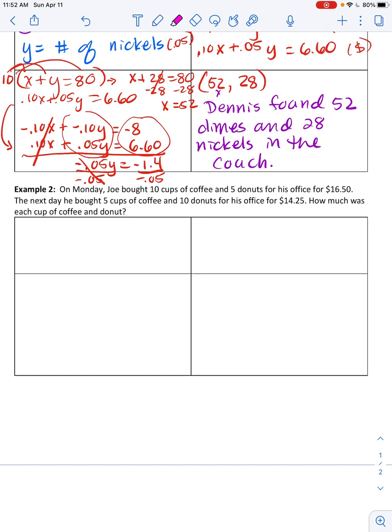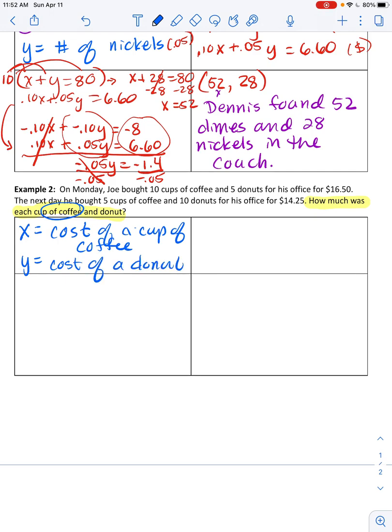Okay, that's a lot to manage, but I'm going to do what I always do and look again at the end. How much, meaning how much money, was each cup of coffee and donut? That helps me figure out what each thing is supposed to represent. So I can let X equal the cost of a cup of coffee, because that's what it's asking. And I can let Y equal the cost of a donut. They're saying, how much is each cup of coffee and how much is each donut going to cost? So now I have my variables.